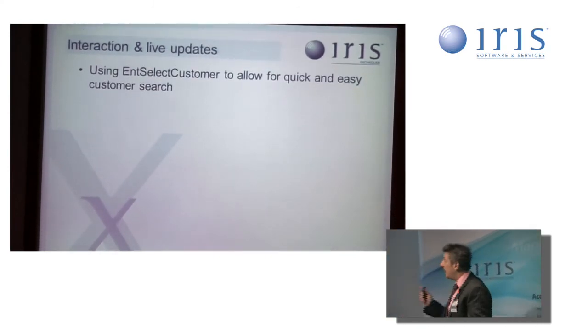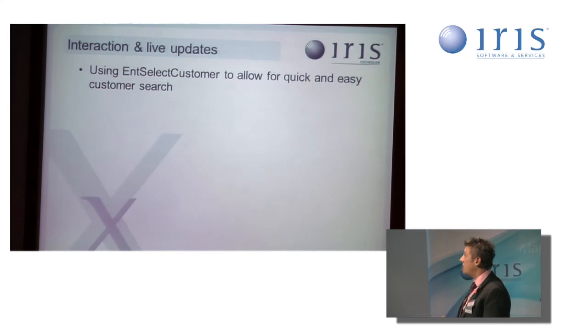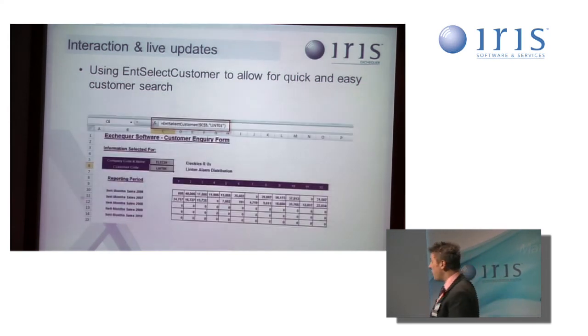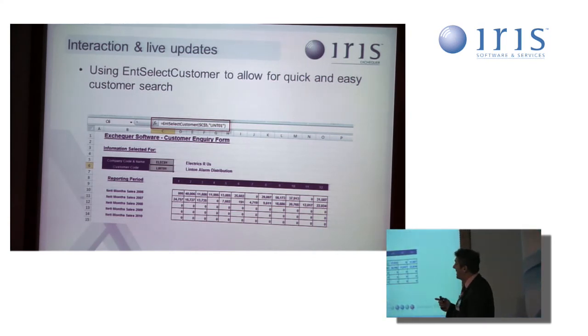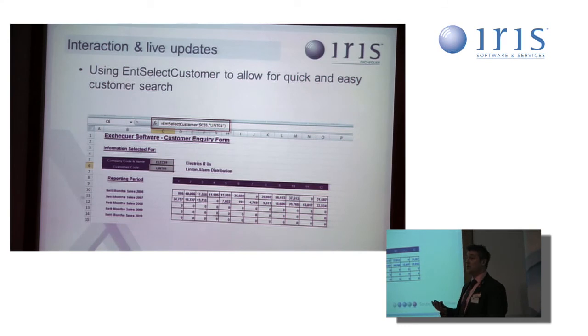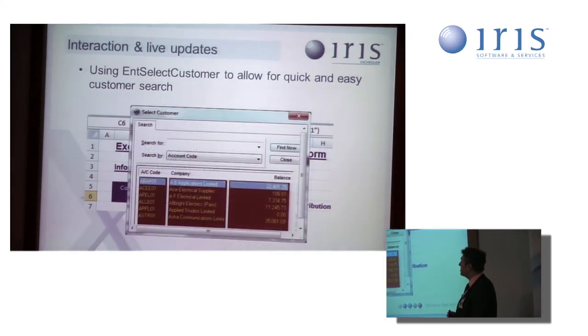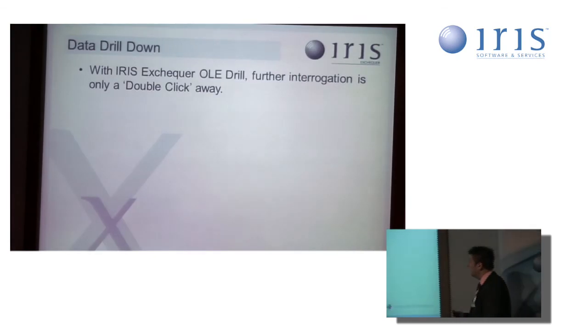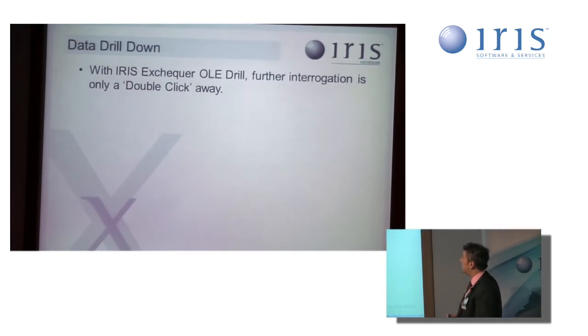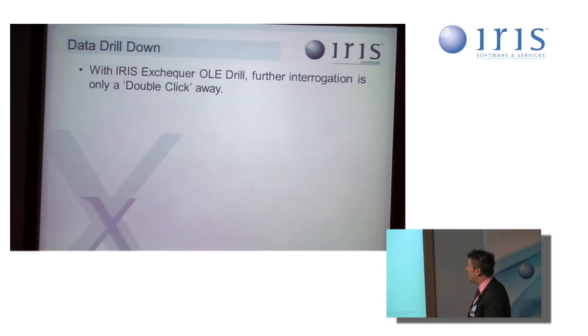Okay, so we've had a look at using select customer for a quick and easy customer search. Simply by adding in the function select customer, as I said, we've got select from most areas of the system. Stock is included in that, suppliers is included in that. Simply double click on the customer code where you've added that function in. That will open up your search dialog box where you can select your customer and return the values to your sheet. Your data drill down option with IRIS Exchequer OLE drill, further interrogation is only a double click away.